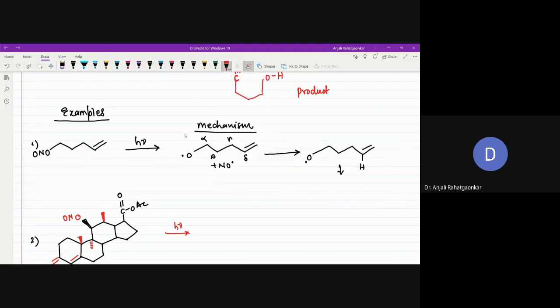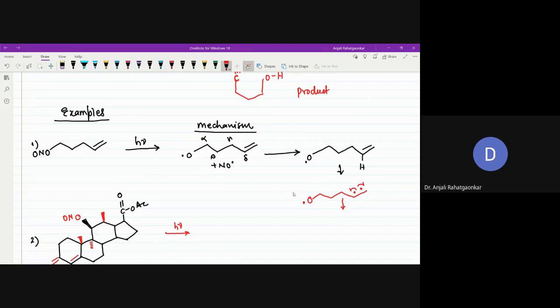So in this case what is going to happen is the double bond will be, there will be one more cleavage happening over here. So instead of abstraction, the homolytic fission will be happening over here. Okay, so that these two free radicals are now ready for the further reaction.